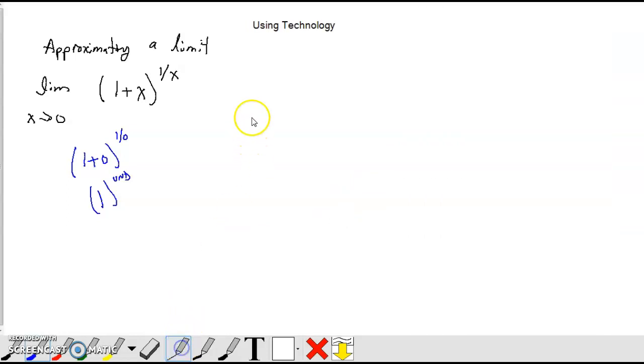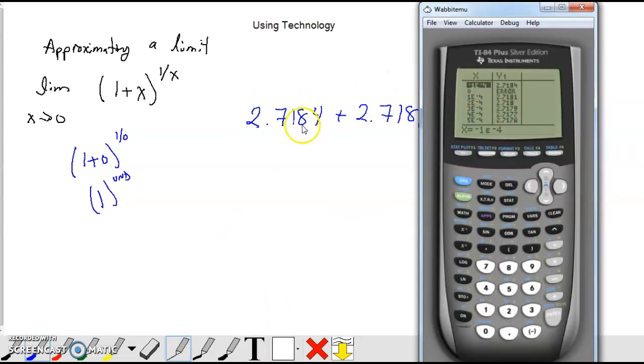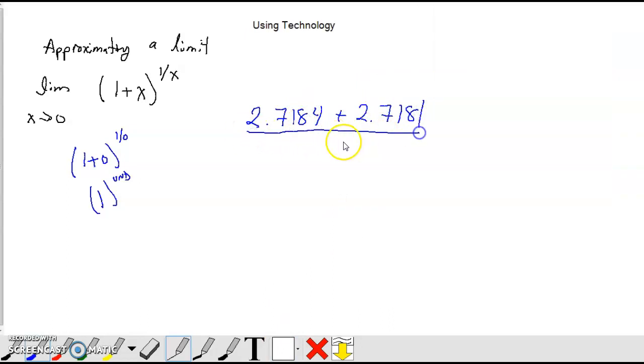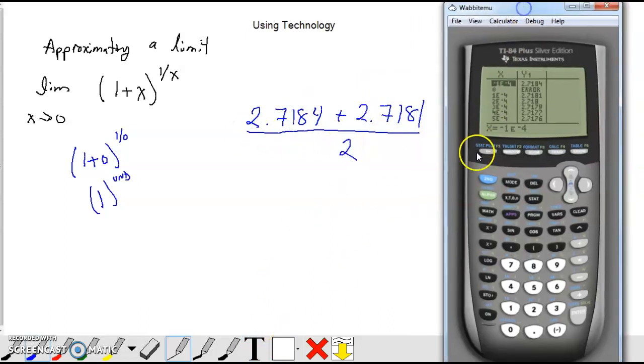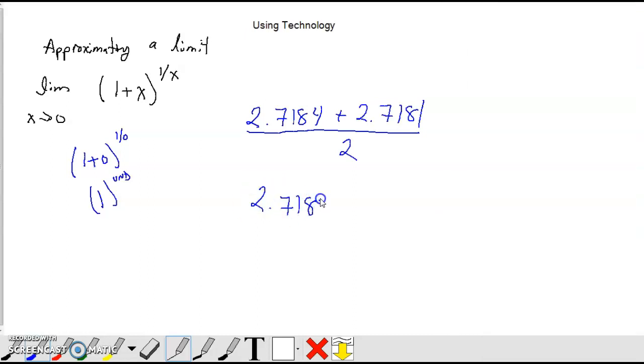Now, how I can use my two tables, because these are still kind of far apart from each other. What I can do, so it was 2.7184 and 2.7181, I believe. Yeah. So there's two numbers, and I'm just going to take the average of those two numbers. So 2.7184 plus 2.7181, and that gives me that. I'm going to divide that by 2. So I get 2.71825 as my, again, approximate answer.